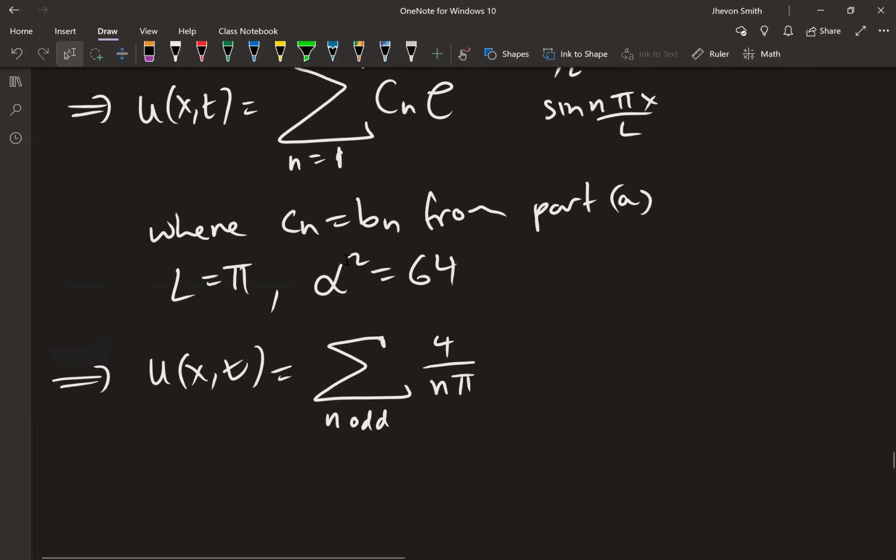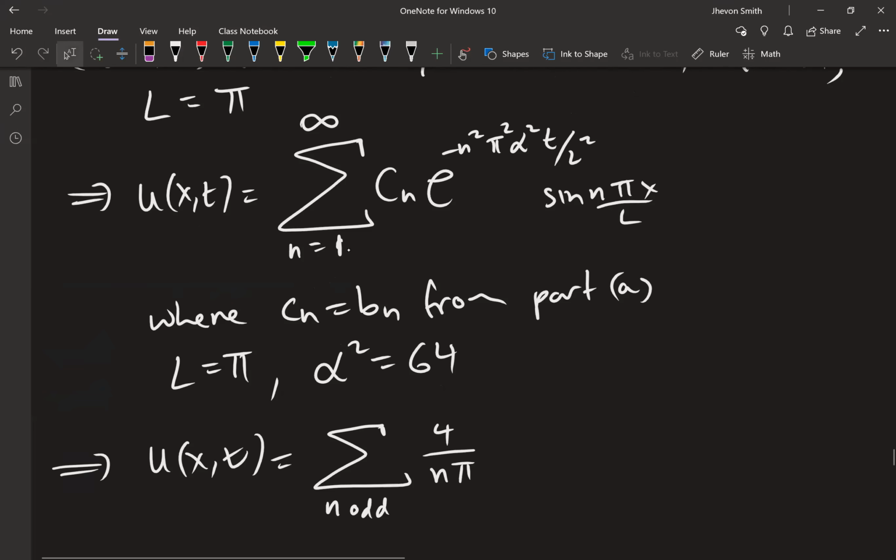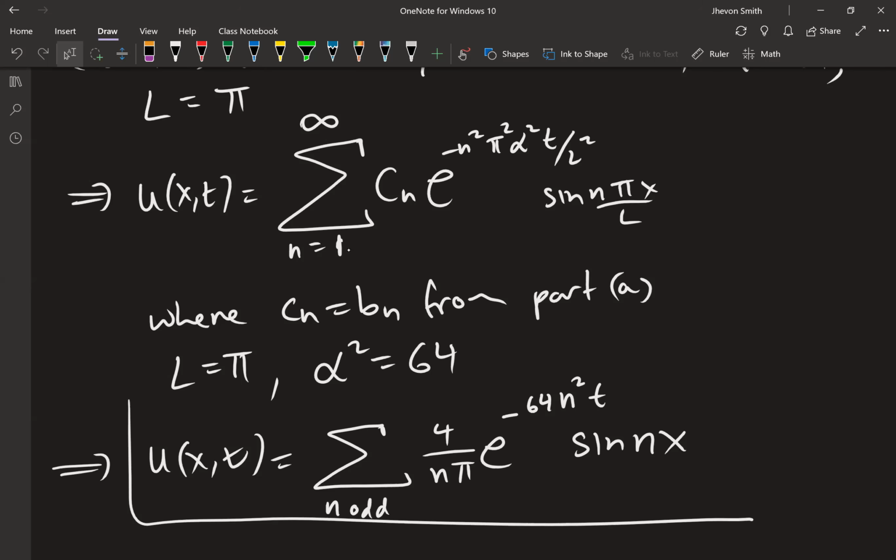Yeah. E to the minus 64 n squared t, because my L is pi, so L squared is pi squared, it cancels the pi squared. And then I have sine of nx, because again, L is pi, so the pi's cancel. And that's the answer to part B.